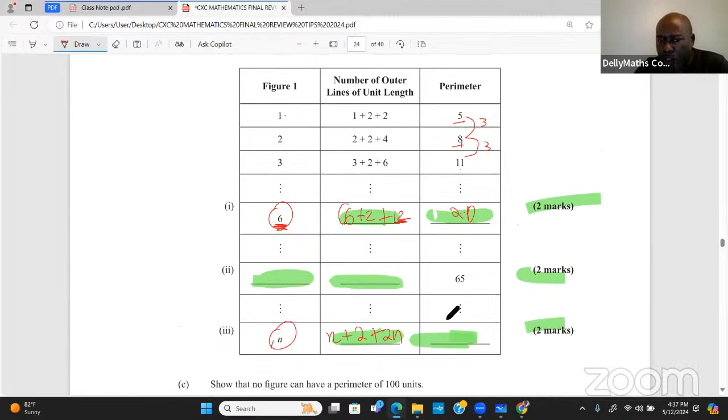So it's going to be n plus 2 plus 2n. Like number 1, it said 1 plus 2 plus 2, then 2 plus 2 plus 4, 3 plus 2 plus 6. You're seeing the pattern. Anything I have here, it's double. Here, it's double. Here, it's double there. You're seeing it. So if I have n, I'm going to have 2n. So it's not a big problem. We're going to use that to solve some problems.